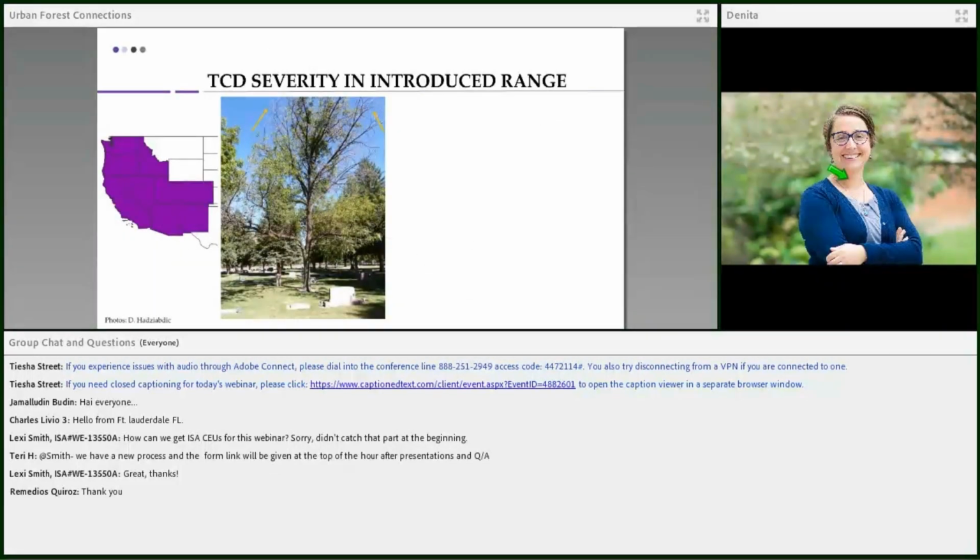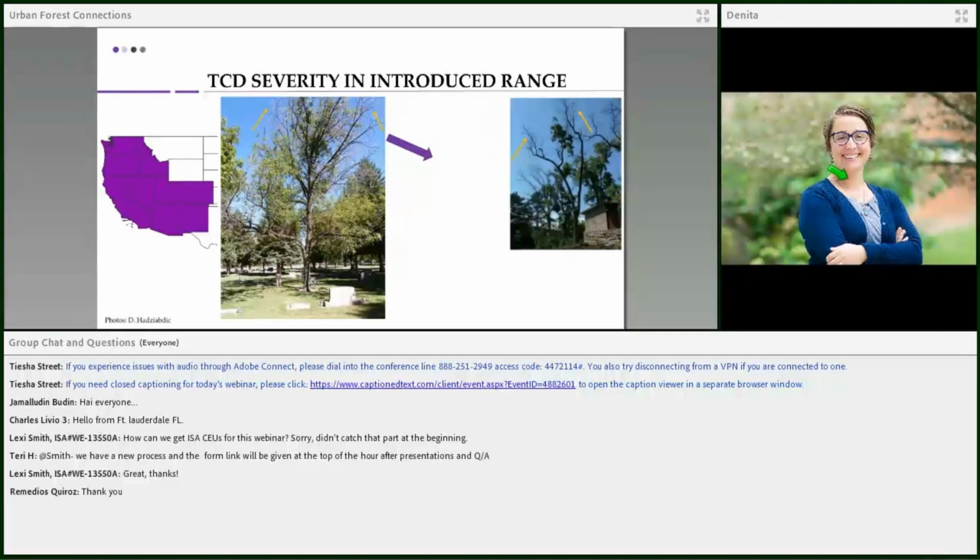Part of the issue that we're dealing with is the differences in Thousand Cankers Disease severity in the introduced range, which is the western United States, versus the eastern part. So in the western part of the country, the disease is manifested with die-off of the upper canopy, yellowing of the leaves, and exit and entrance holes of the walnut twig beetle. And within 3 to 5 years, the tree dies.